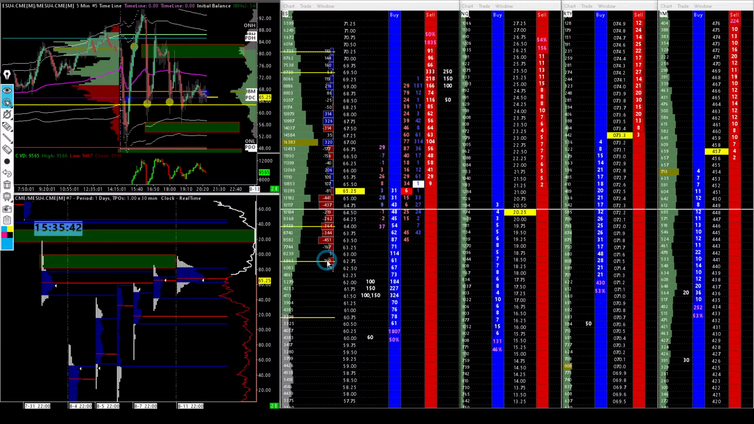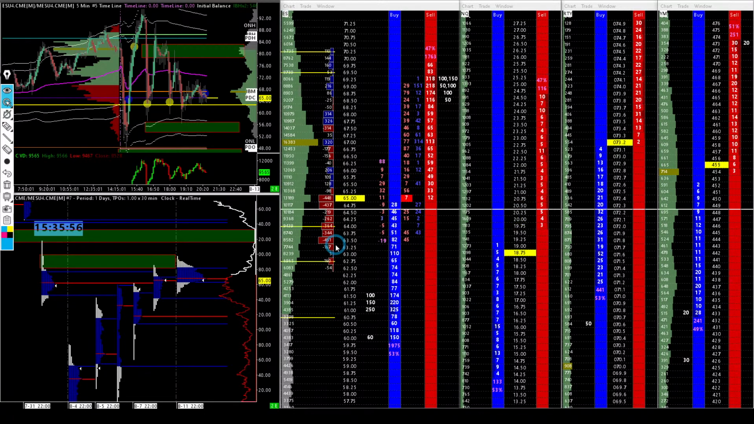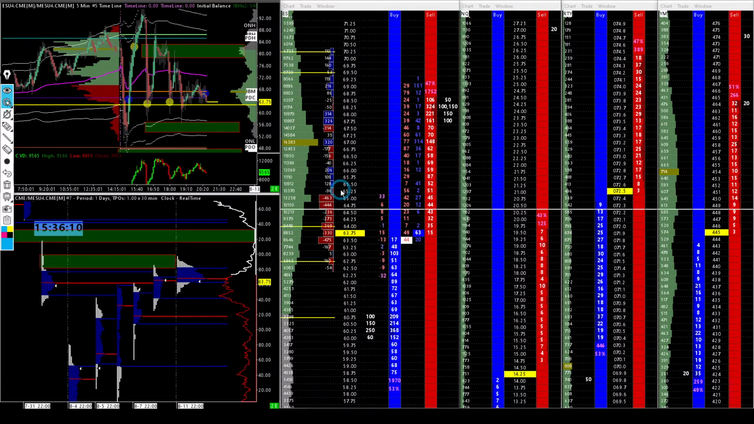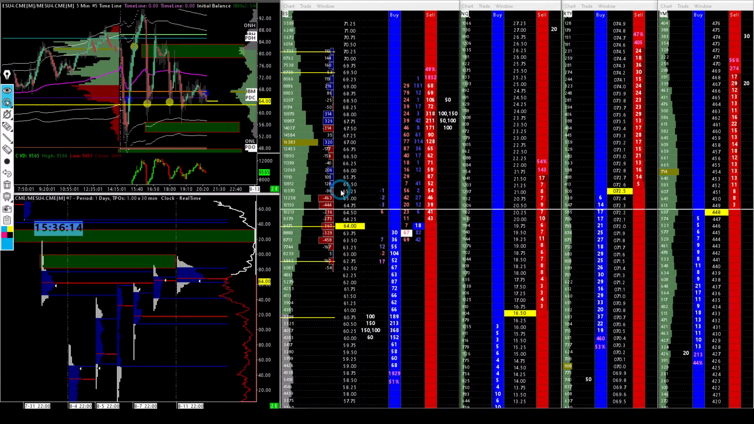Sellers are really struggling here, aren't they? Just to look at, jeez, over 2k absorbed on the bid here. Yeah, exactly. You need to really pay attention to delta. It's an important factor for sure.